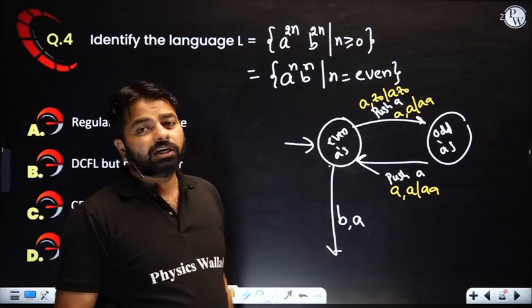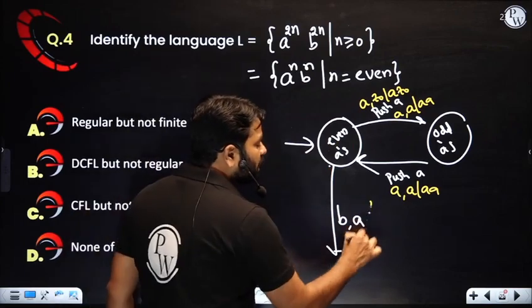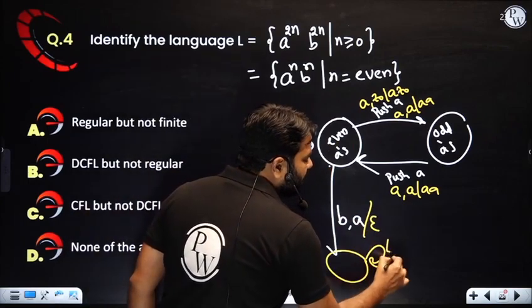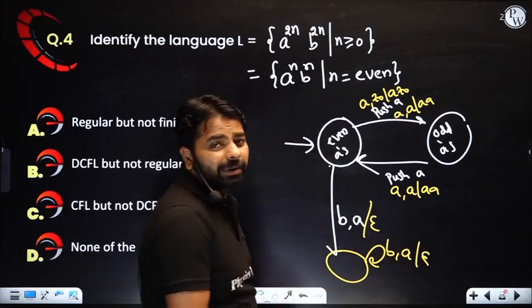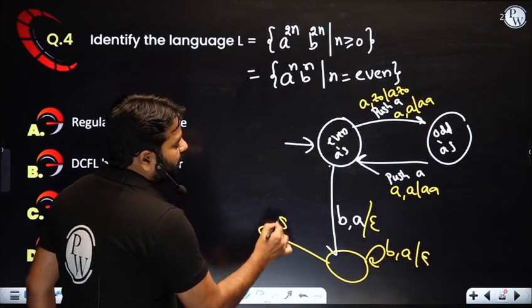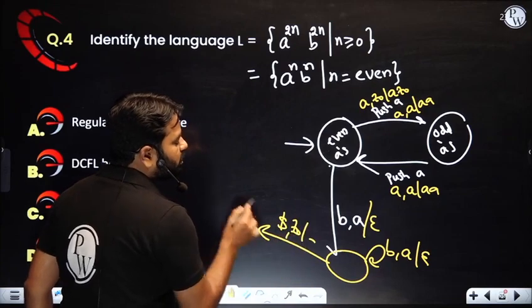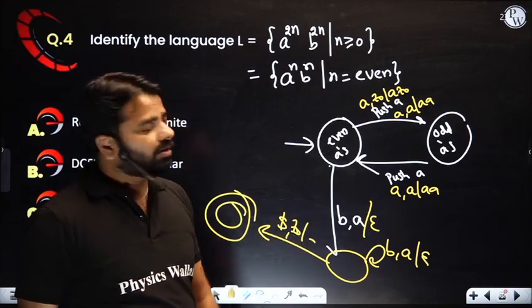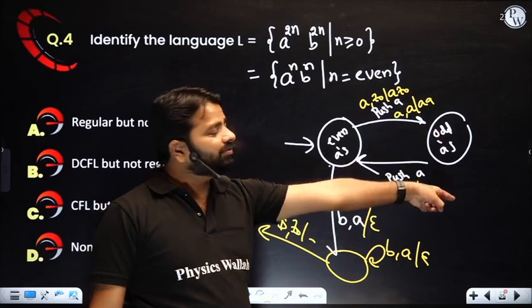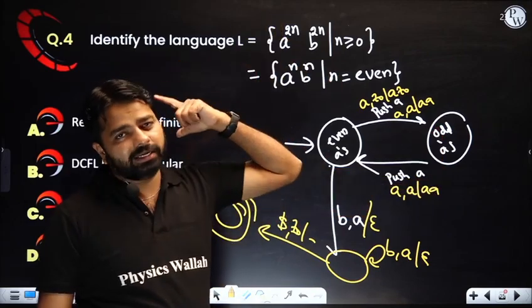But after this, you need to check B's and A's equal. So start popping. Compare. B comma A. Pop. That's it. If really B's and A's are equal, from here, dollar comma Z naught should happen at any cost to go to the final. That's it. You got the machine, right? The B never comes with odd number of A's because A power 2n is there.